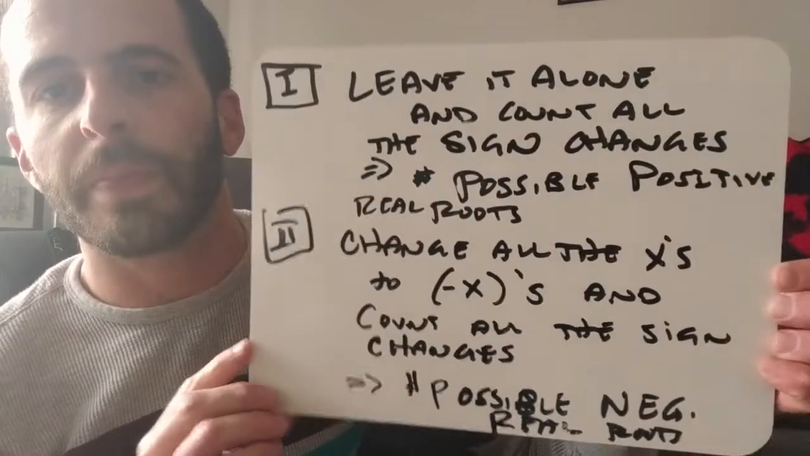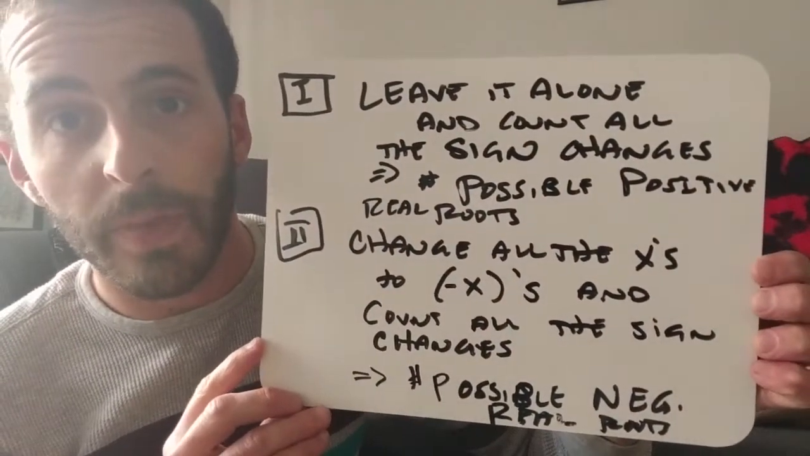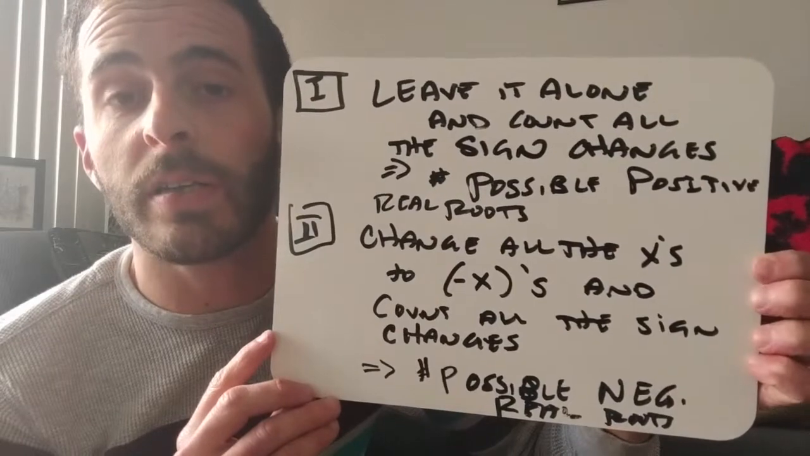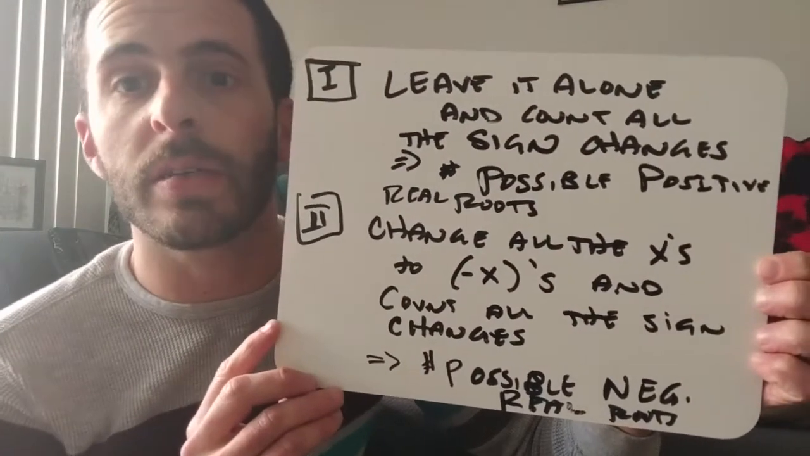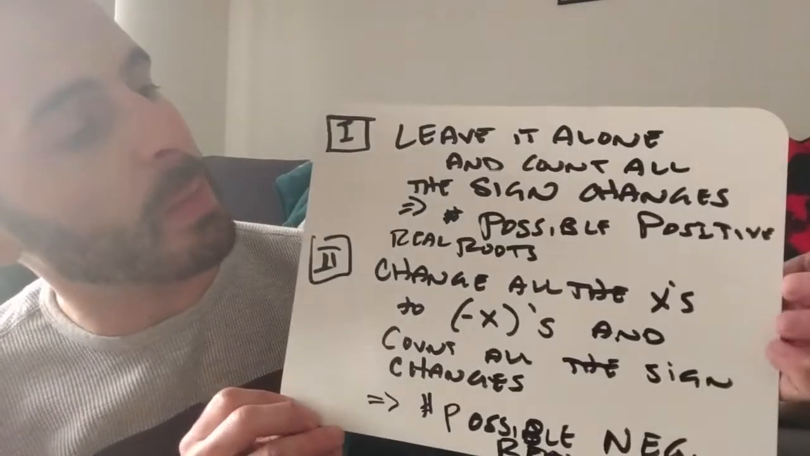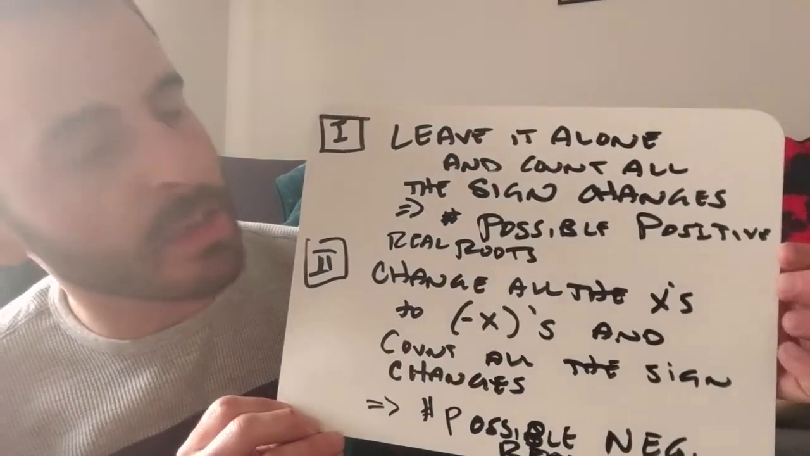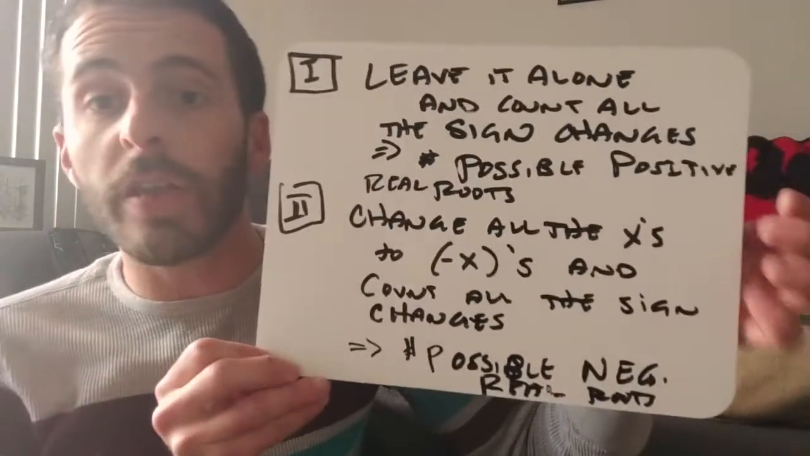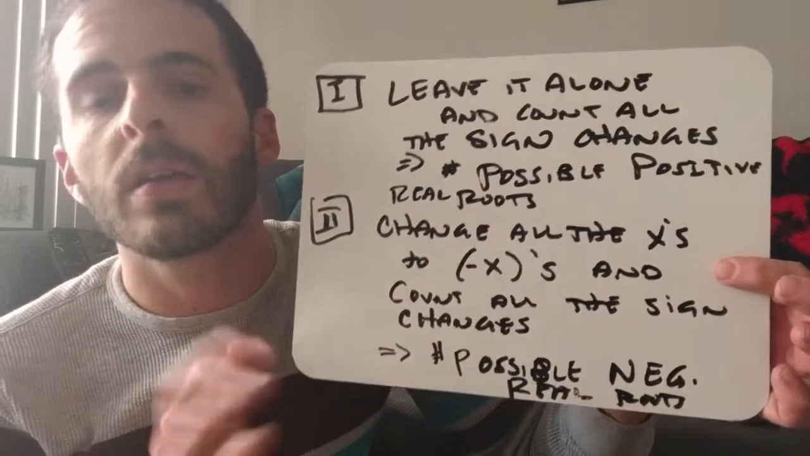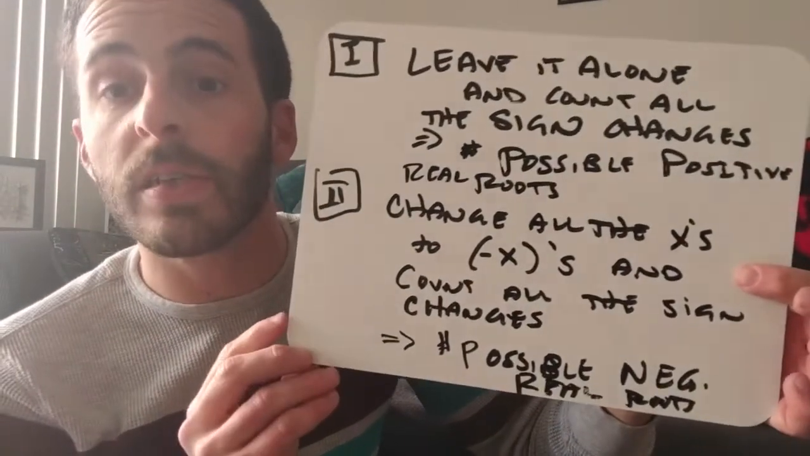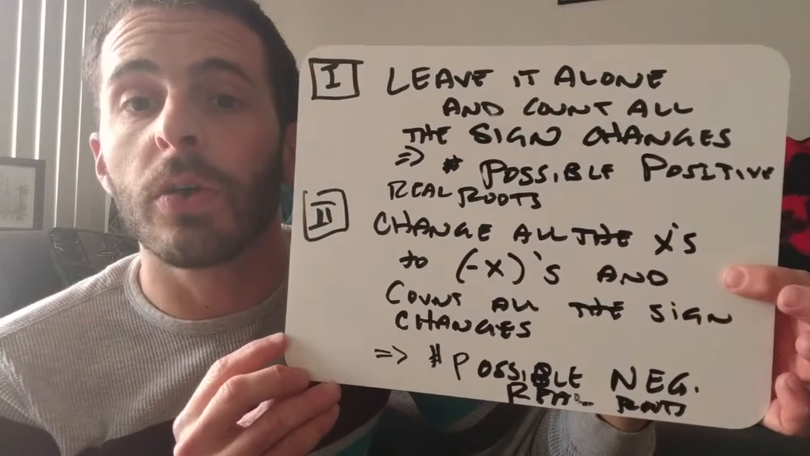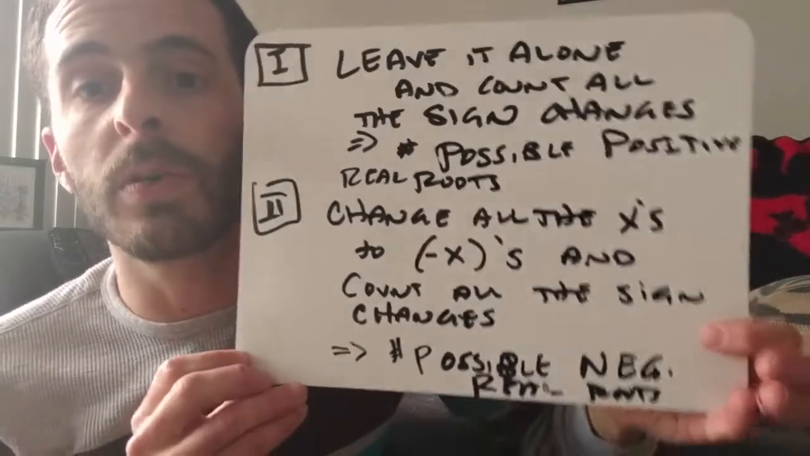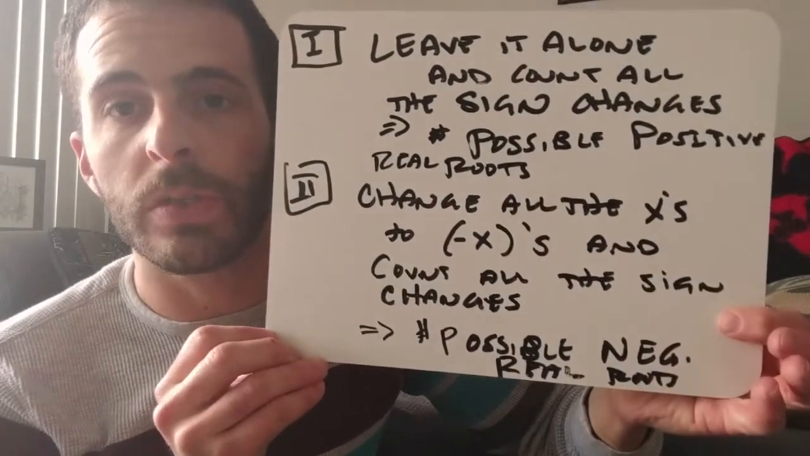You're going to give a function. You're going to leave it alone. And you're just going to count up how many times the signs change from positive to negative, negative to positive. And that's going to tell you the number of possible positive real roots. Then you're going to change all the x's to negative x's, simplify your work, and then see if there are any sign changes. Those will tell you the number of possible negative real roots.